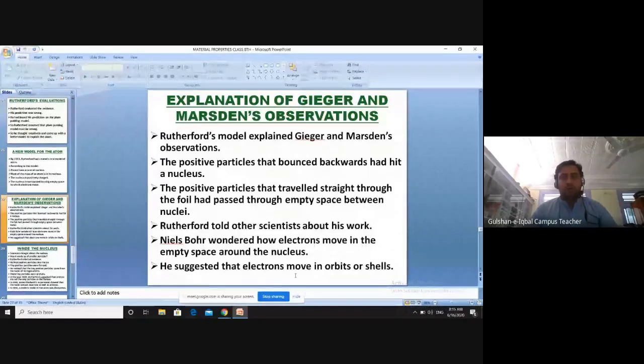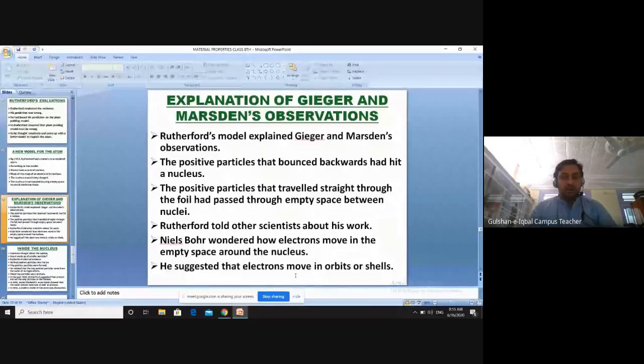So Rutherford, after observing the experiment and seeing the result, explained the points. The first point was that the positive particles that bounced back had hit the nucleus, and because of that, they bounced back. Number 2, the positive particles that travel straight through the foil had passed through empty space between the nuclei. So there is a lot of empty space present in the atom, and the positive particles can pass from there.